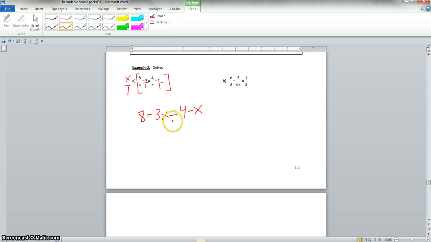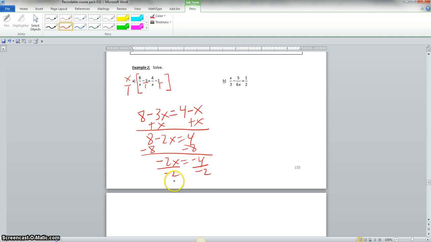Now, we need to solve for x. What we could do is add x on both sides, and this will give us 8 minus 2x is equal to 4. Now, we'll subtract 8 on both sides. We have negative 2x is equal to negative 4. Divide each side by negative 2, and x is positive 2.